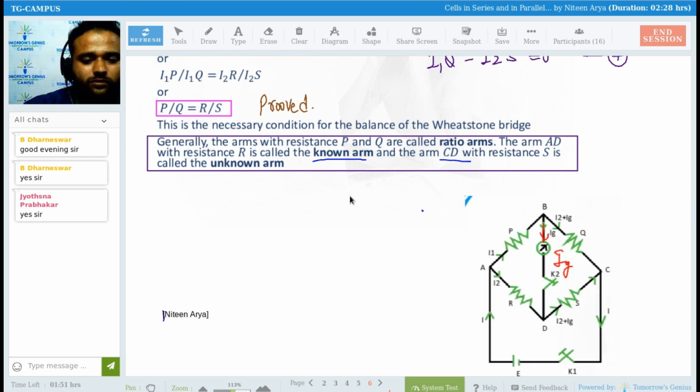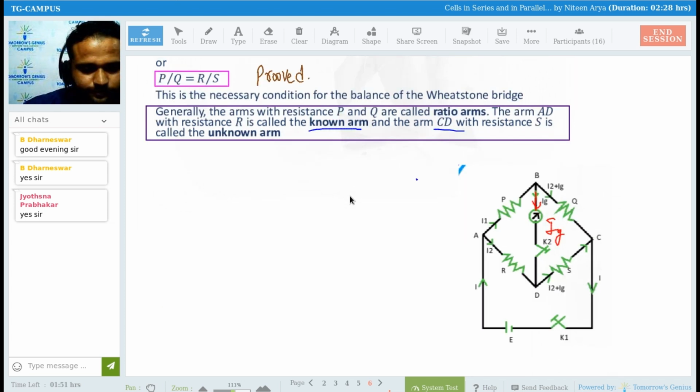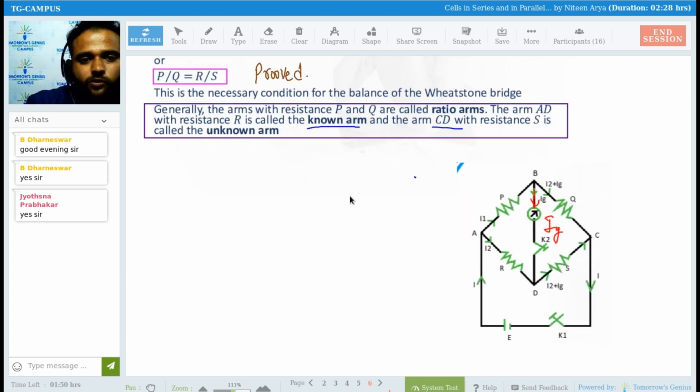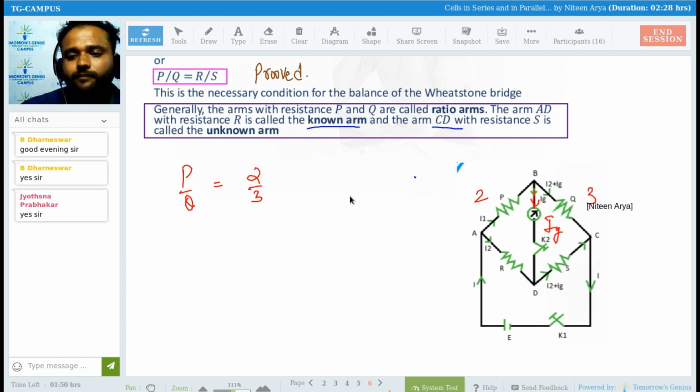Okay, so what is the meaning of this box? What is it? P or Q are generally the ratio arm, given as the ratio of P by Q. P by Q is in the ratio 2 by 3. Obviously, this is resistance. So suppose this is 2, this is 3. And then the AD arm is known. Suppose you have the resistance of this as 6 ohm. And then CD you need to find, which is unknown.